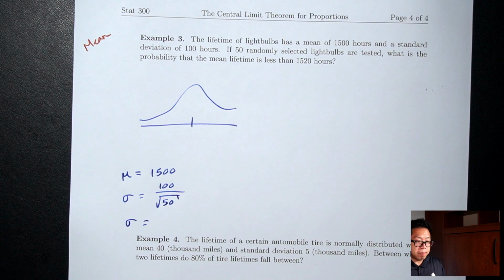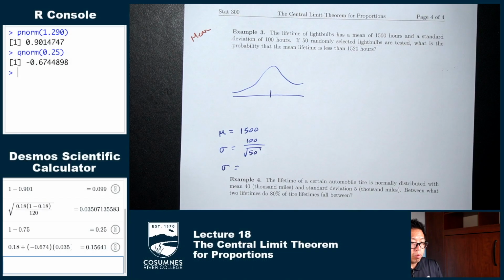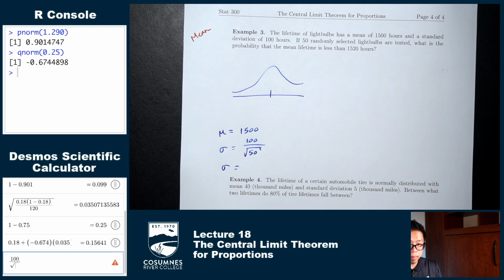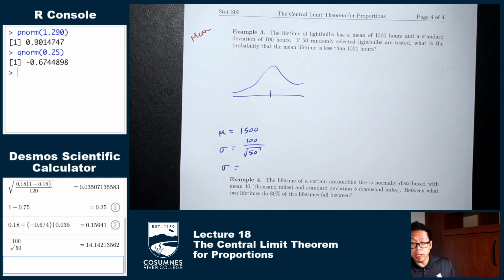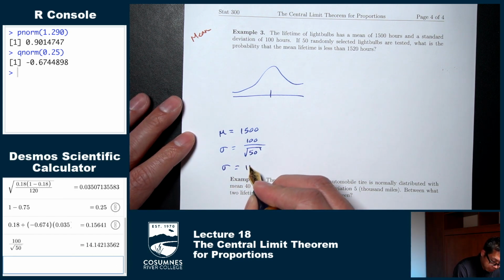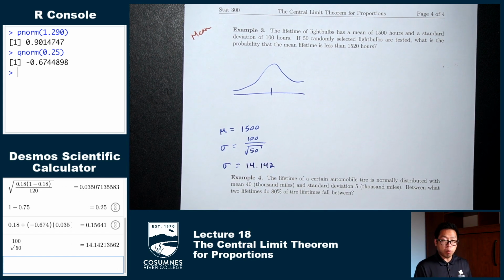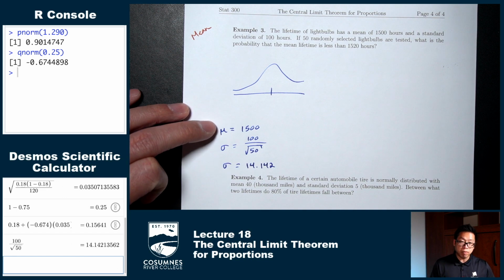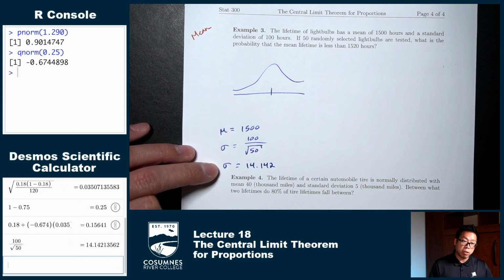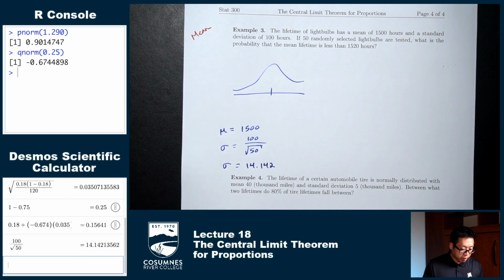So on a calculator, 100 over square root of 50. And then round to 3 decimal places, 14.142. Okay, so for the rest of the question, the mean we're going to use is 1,500, the standard deviation 14.142.